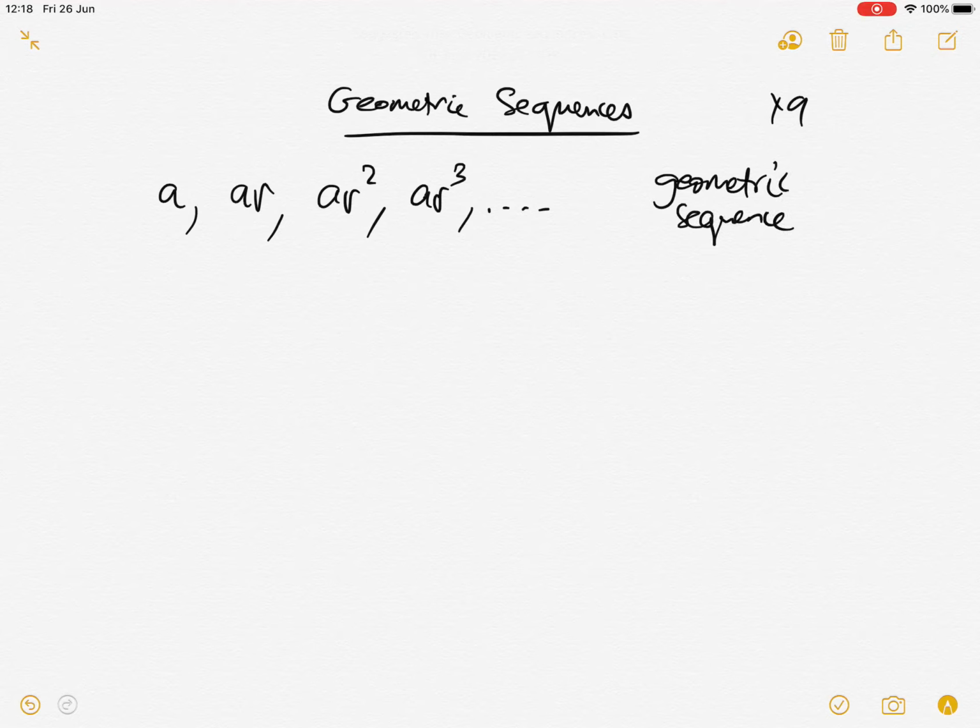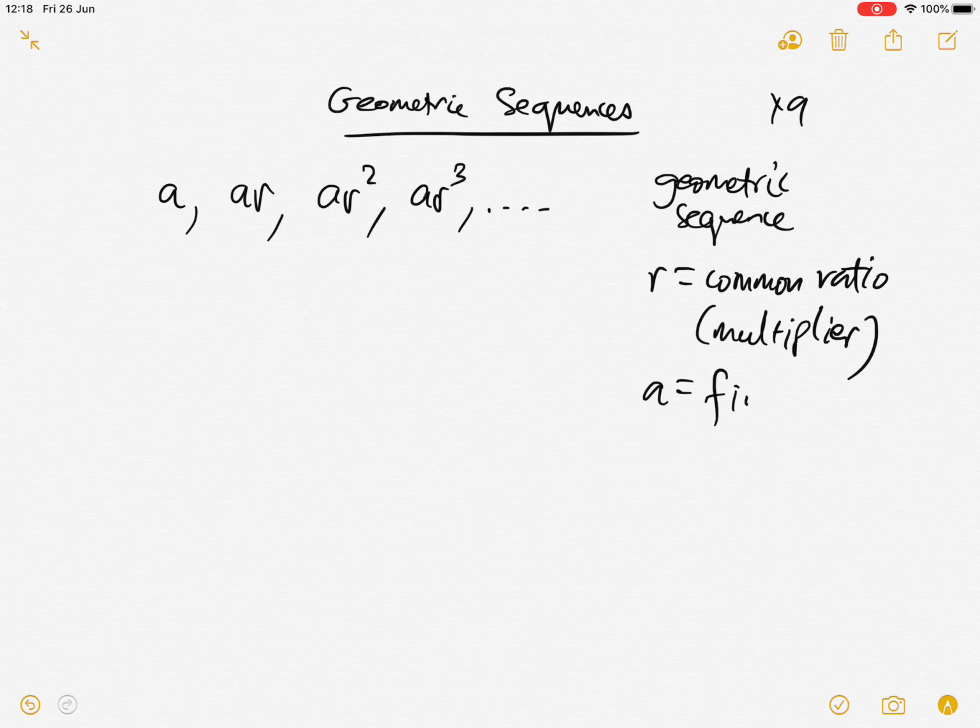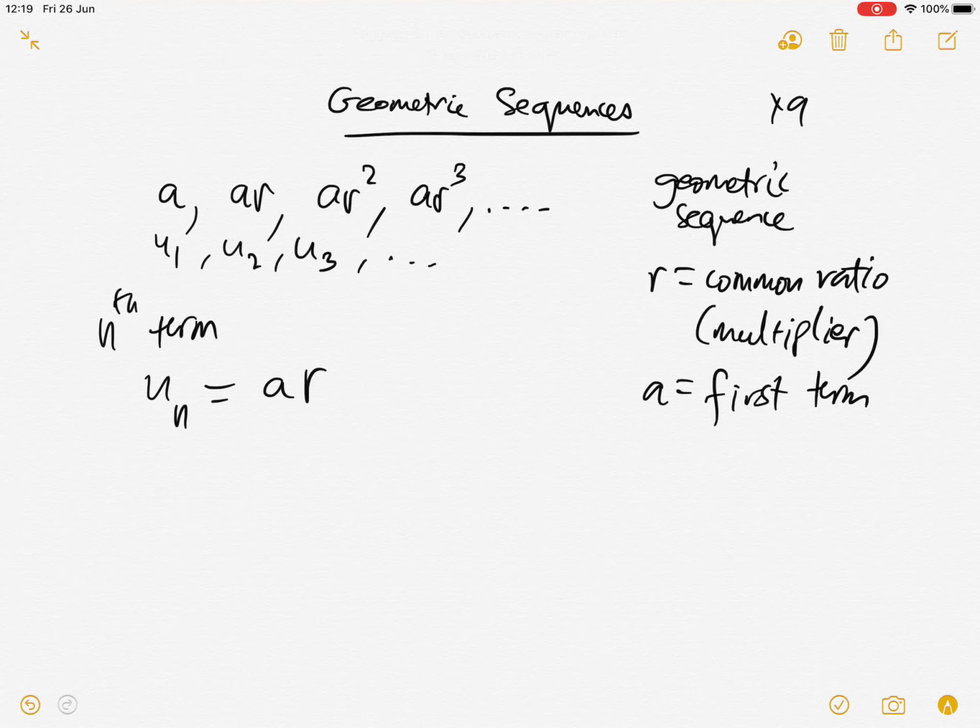So we have to multiply by the same thing each time. So r is called the common ratio. That's the multiplier, the thing you multiply by to get the next term. And a, of course, is the first term. And then the nth term, if the terms are u1, u2, u3, and so on, the nth term is un. Un is going to be equal to a, and then what power of r do we need? Well, the power of r matching 3 is 2, and the power of r matching 2 is 1, so it's going to be ar to the n minus 1.